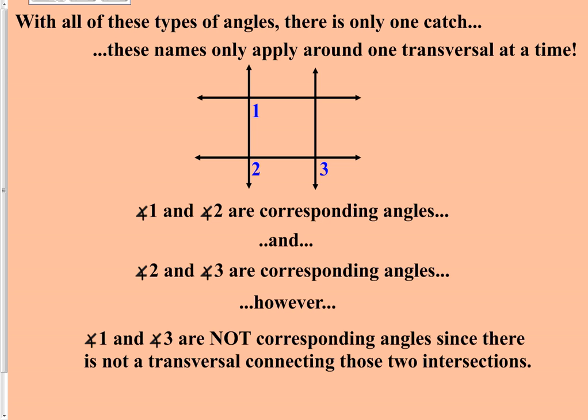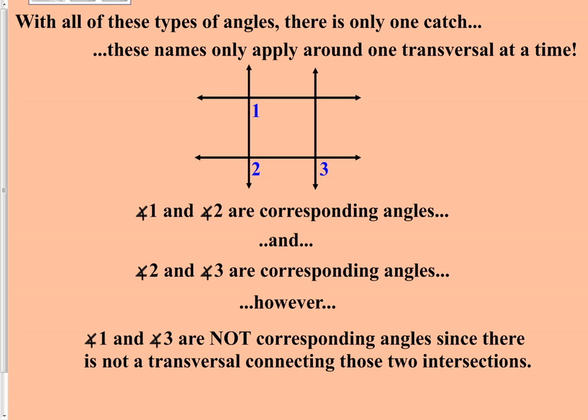Anyway, the thing that you absolutely cannot do with these types of angles is you must follow only one transversal at a time. From this diagram, we can very easily say that angle 1 and angle 2 are corresponding angles. They are at the same basic positioning at different intersections that a transversal is connecting.